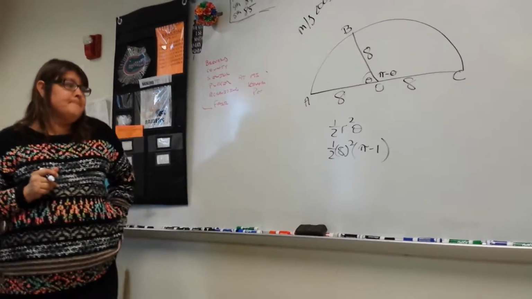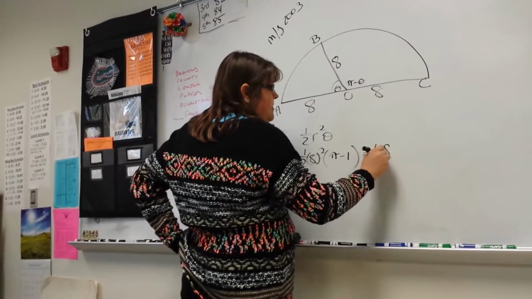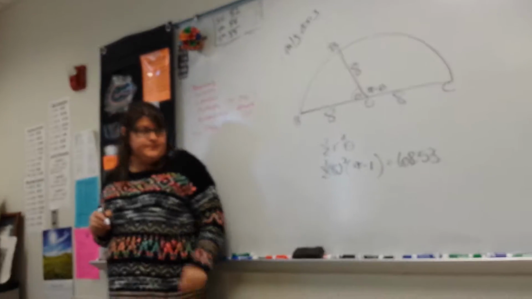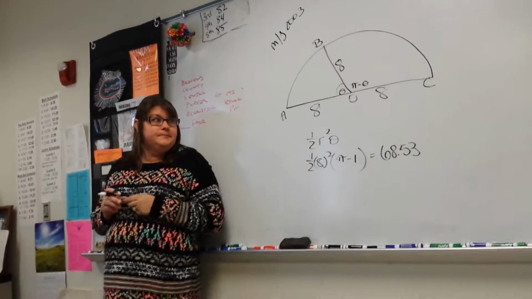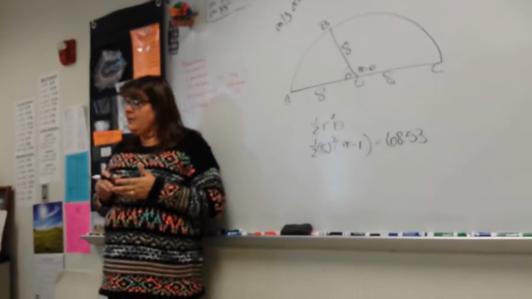I got 68.53, but that's not in terms of pi. They accepted it at 1. Did they? You looked at it? Beautiful. Okay. Everybody cool with how that happened? Really not bad, right?